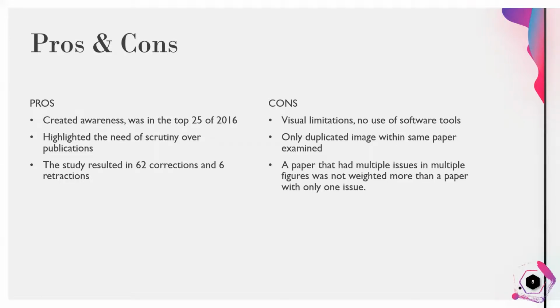So with pros, we have cons as well. One major con that I felt was visual limitations and no use of software tools. I assume if they leveraged a software tool, maybe they could analyze double the number of papers they have analyzed right now. And it took them 2 years to do this analysis. Only duplicated images within the same paper were examined, not a duplicated image across two different papers. If a paper had multiple issues in multiple figures, it was not weighted more than a paper with only one issue. It was weighted at a similar level.